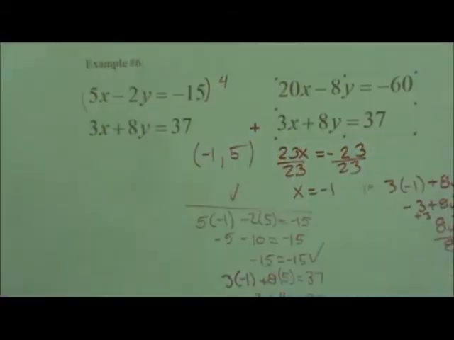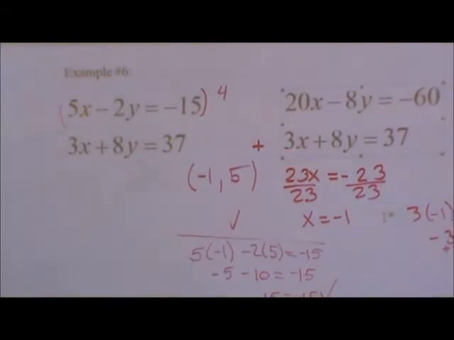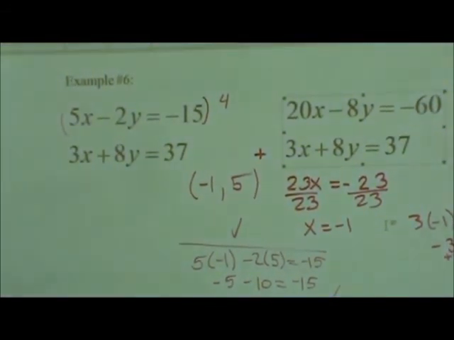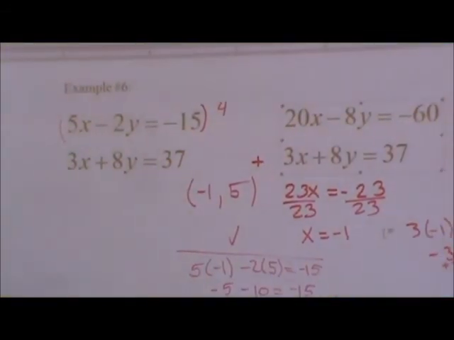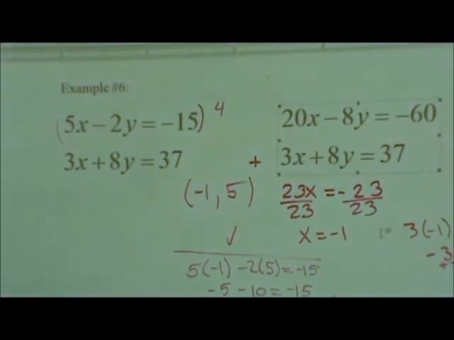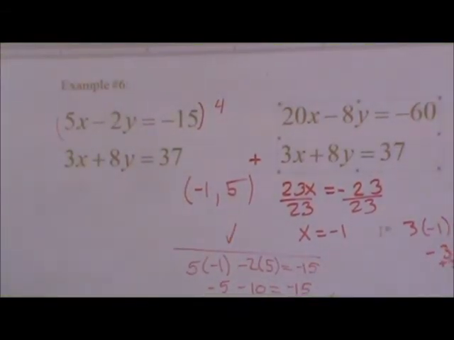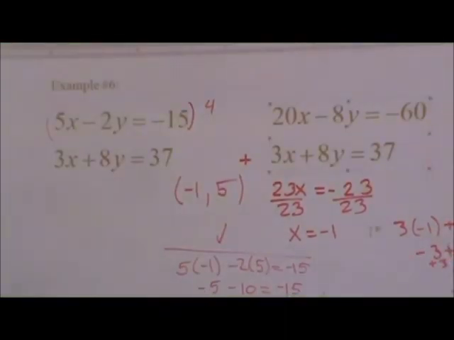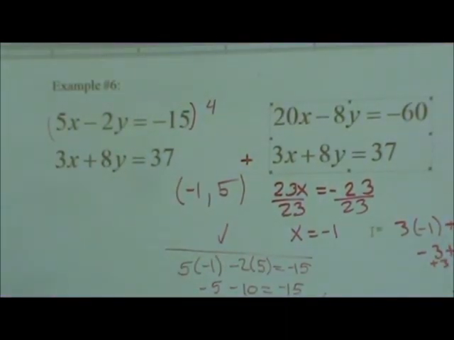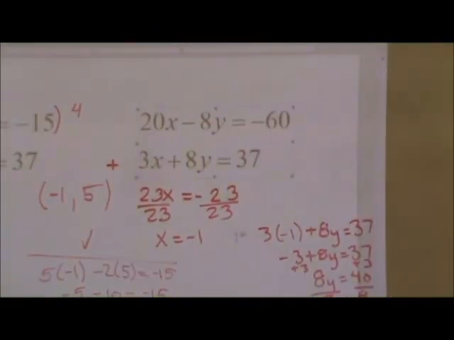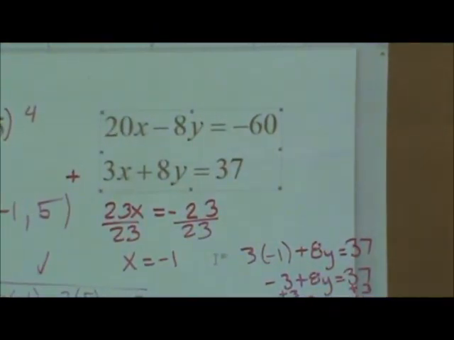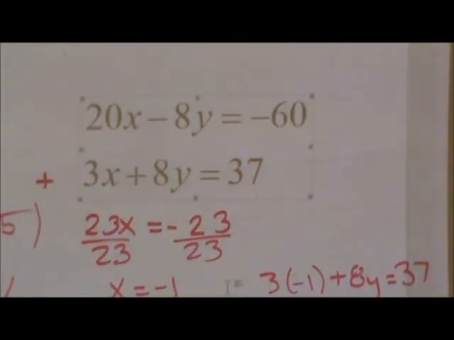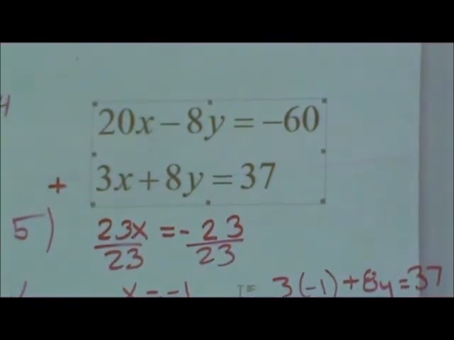All right, looking at the final example, example 6, you start off and say, what can I eliminate? Well, hopefully you chose the y on this one, because if you chose the y, you would see that it's already negative 2 and 8, and this time I only have to multiply one equation if I choose my y. If I chose my x, I just have to multiply 2. So if you multiply the top equation by 4, you get the resulting equation here of 20x minus 8y equals negative 60, and 3x plus 8y equals 37.